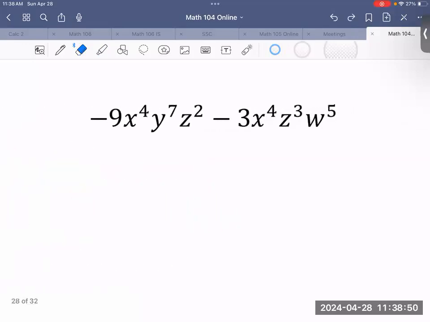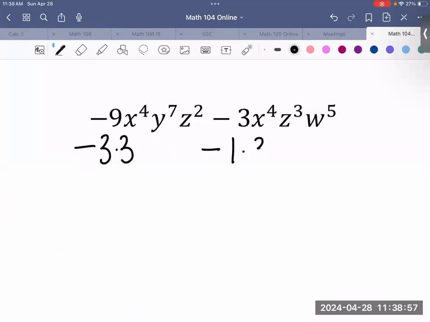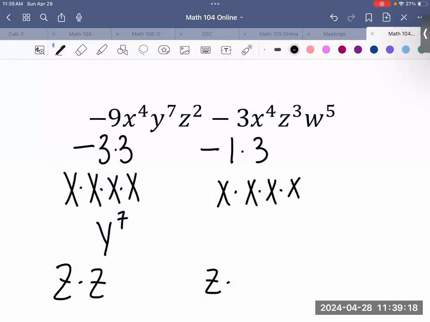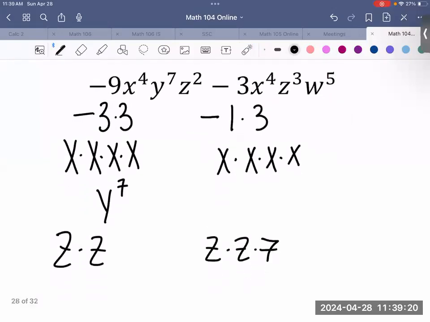Okay, something a little lengthier. We have 9 and 3, negative 3 times 3, negative 1 times 3. You have 4 x's. You have 7 y's, but looking over here, we don't have any y's, so I'm just going to write y to the 7th. We do have 2 z's, 3 over here. And again, no w's to start on that first term, but 5 over here.